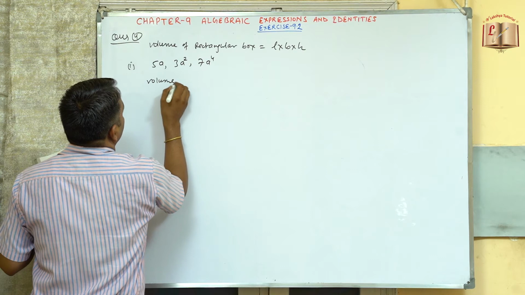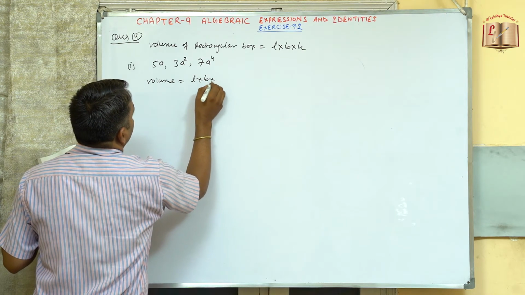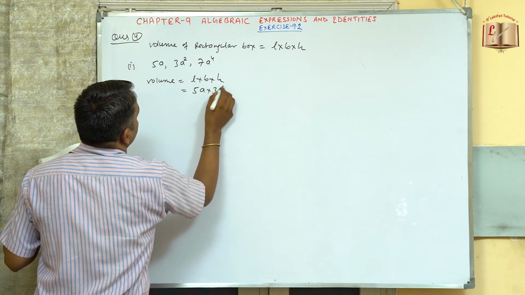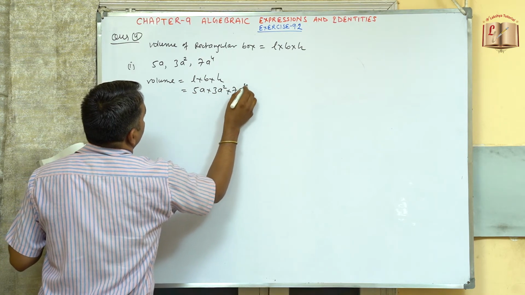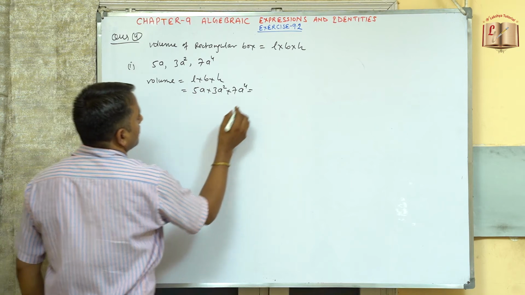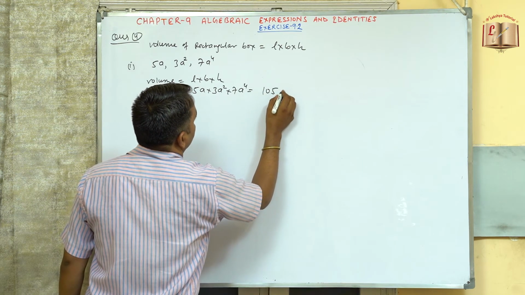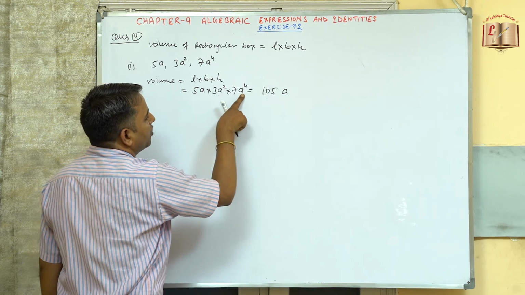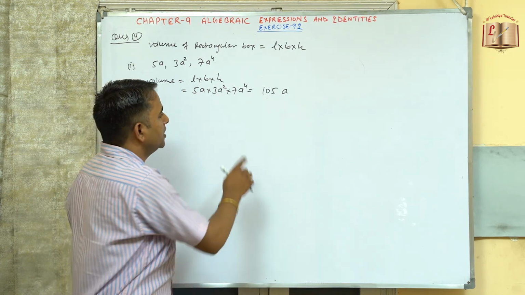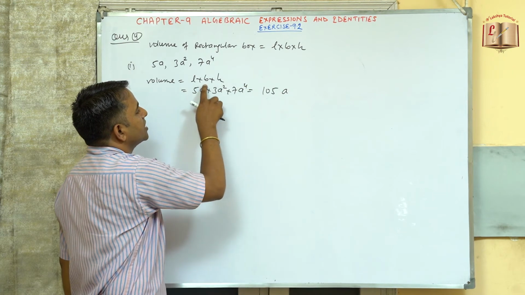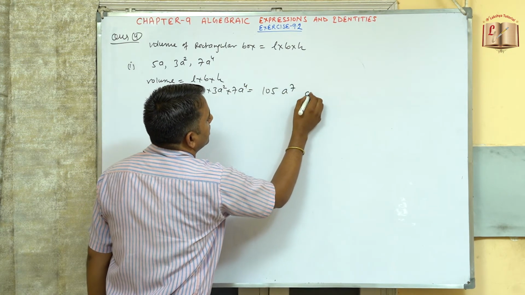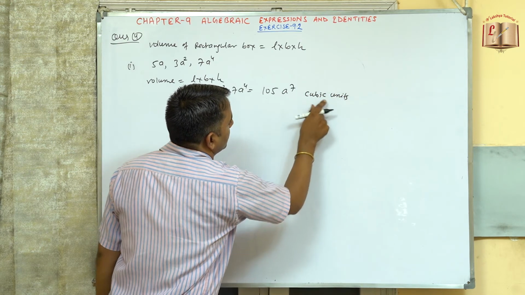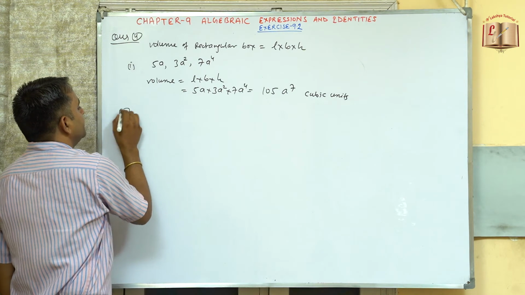So volume will be equal to L into B into H. So this will be now 5a into 3a square into 7a to the power 4. Now this is 105, and a to the power 1, 2 and 4. So all the powers will be added up. So 4 plus 2 is 6, 6 plus 1 is 7, and this will be a cubic unit, because this is the volume. आपको unit लिखना जरूरी है यहाँ पे.